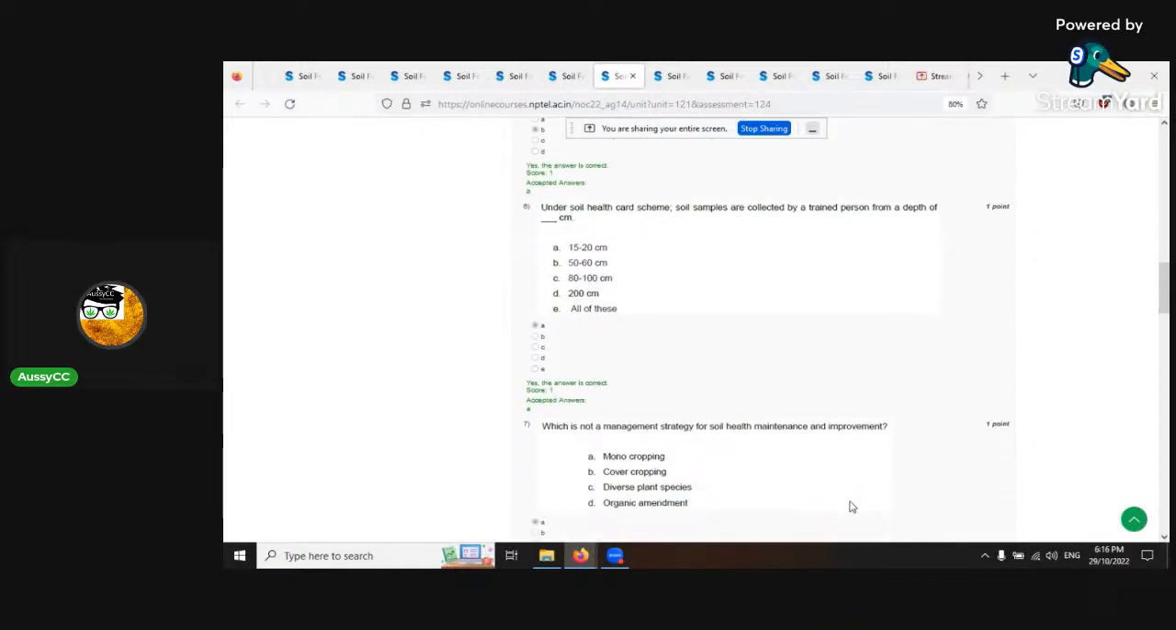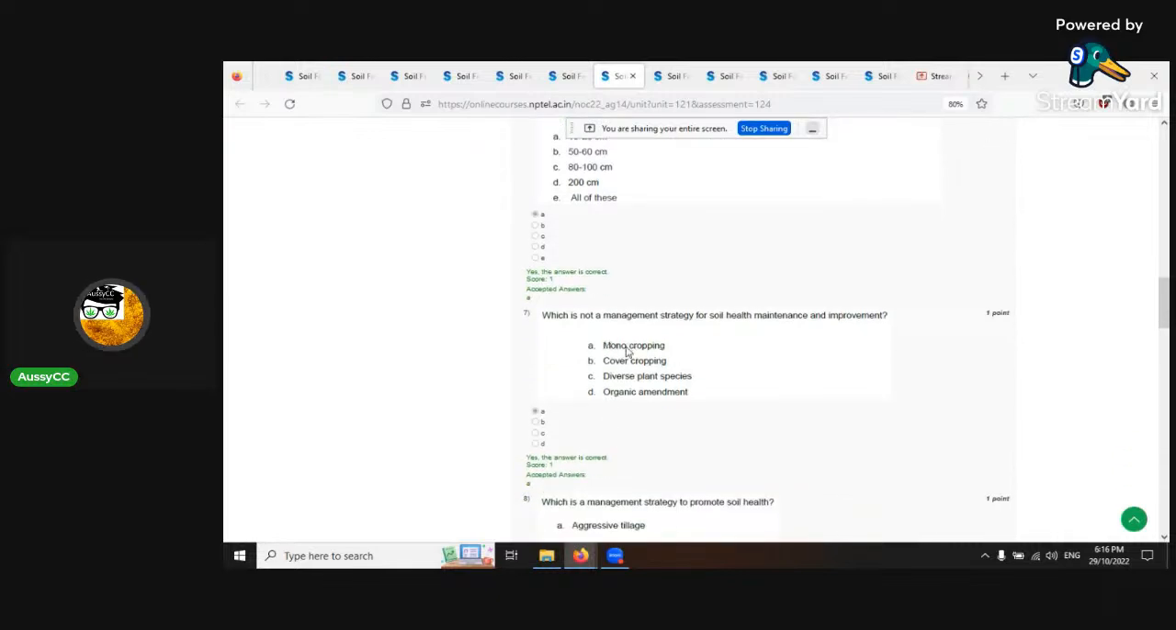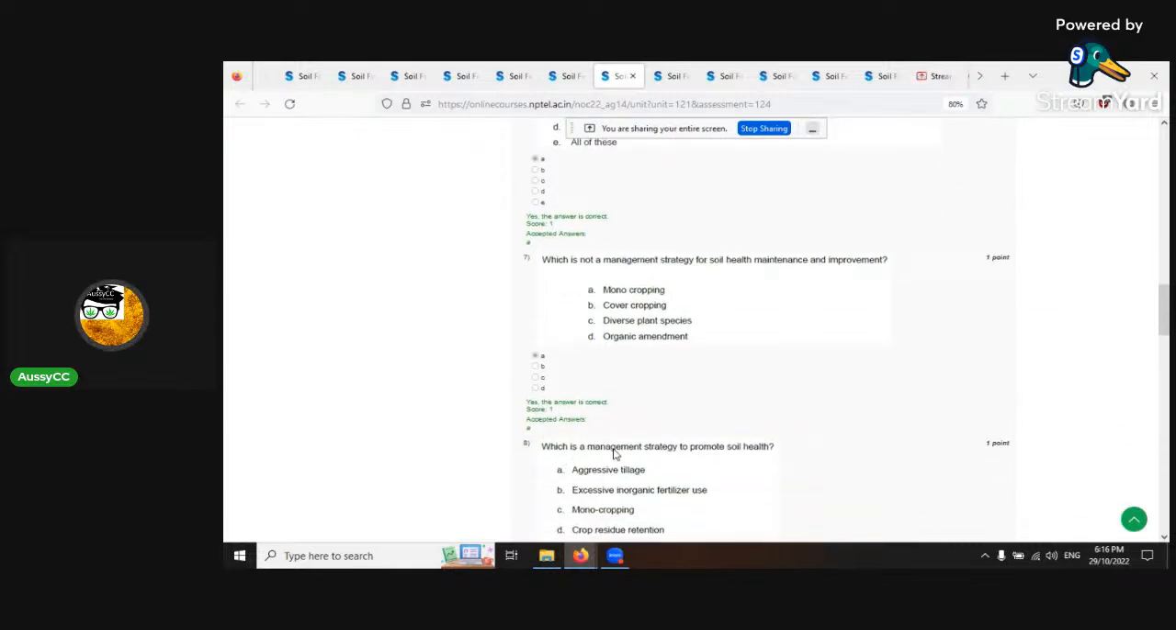An improvement is monocropping. You don't want to do that. Keep changing it. Many reasons why that. Ask me why later. Which is not a management strategy to promote soil health? Well, monocropping. Really? It's not a management strategy. Aggressive tilling, excessive inorganic fertilizer use. Aggressive tillage isn't very good. Which is a management strategy to promote it?